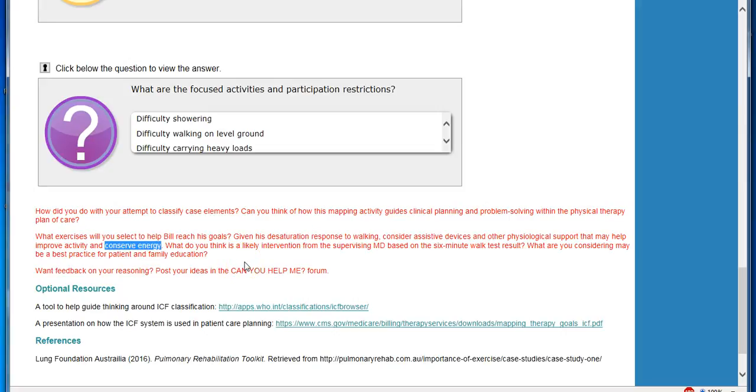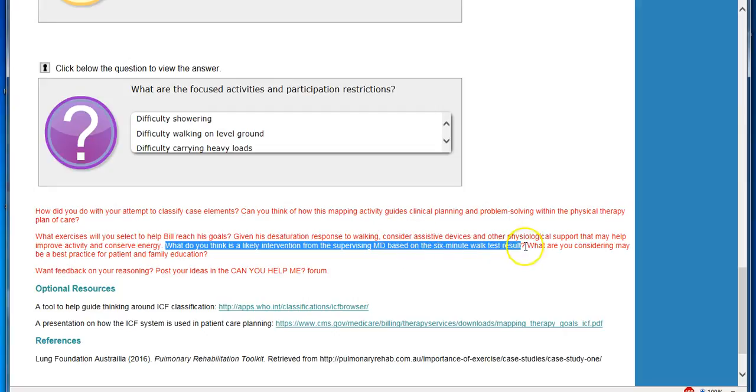teach strategies and use equipment that might help conserve energy? Then I want you to think about, what do you think the doctor might consider based upon the cardiopulmonary performance during the 6-minute walk test.